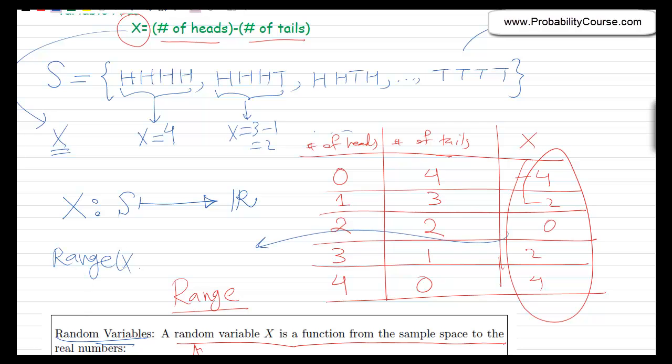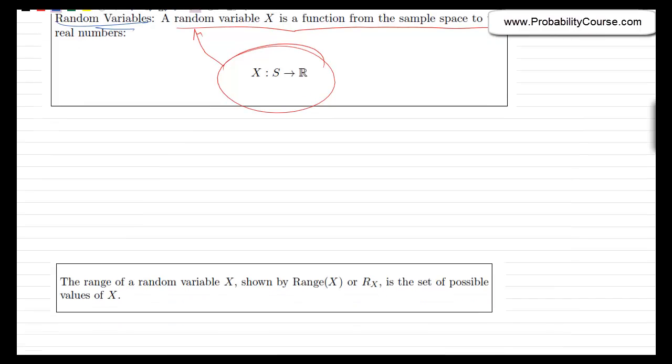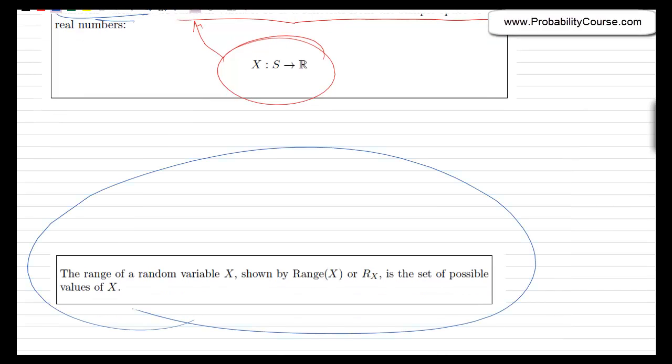So in this example, range of X is going to be minus 4, minus 2, 0, 2, and 4. So that's the concept of the range of a random variable. And as I said, the range of a random variable X, which we show by range of X or R sub X, is a set of all possible values of X. By the way, I should mention here that we show random variables by capital letters. So X, for example, Y, Z, W, and things like that.